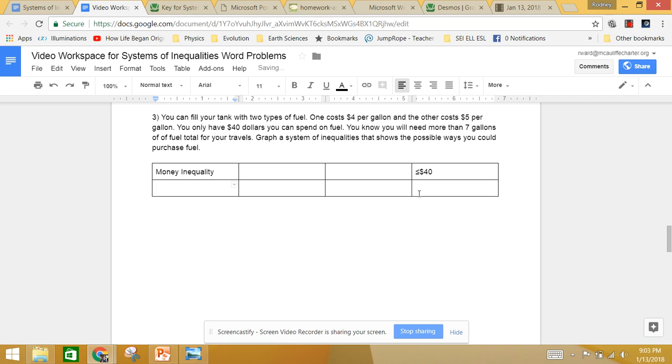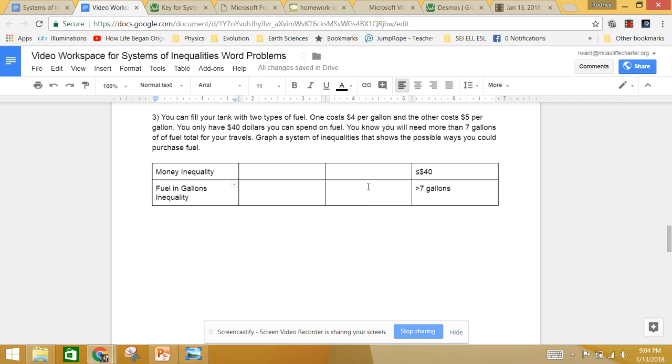So I've got something I've got to put together to make a money inequality. Now, I also need more than 7 gallons. So more than 7 gallons is greater than 7 gallons. All right, this is going to be my fuel in gallons inequality. So I'll have a fuel inequality and a money inequality. So let's take a look.